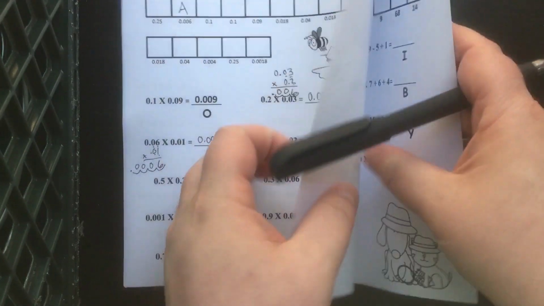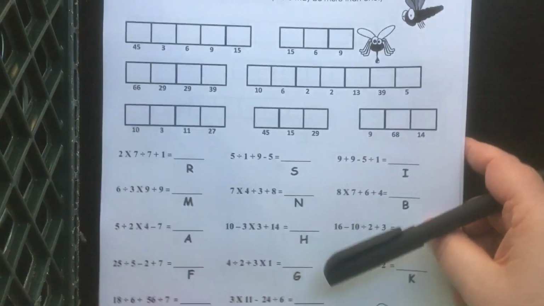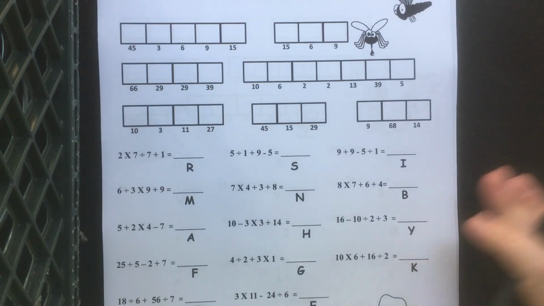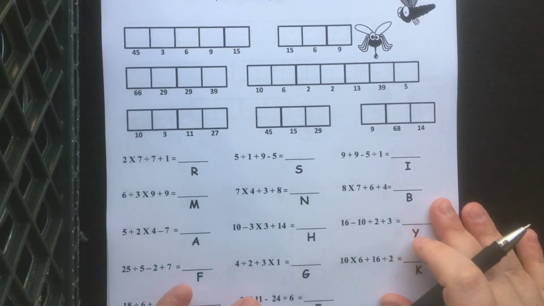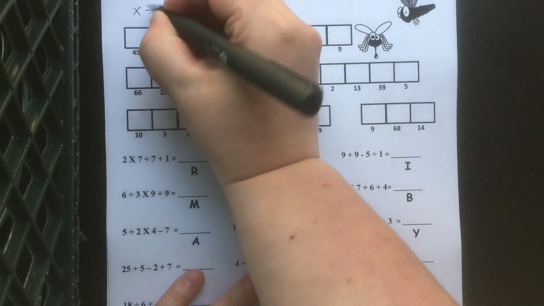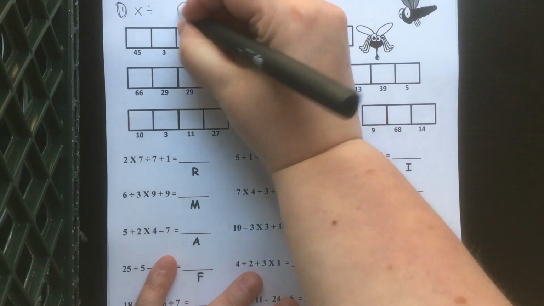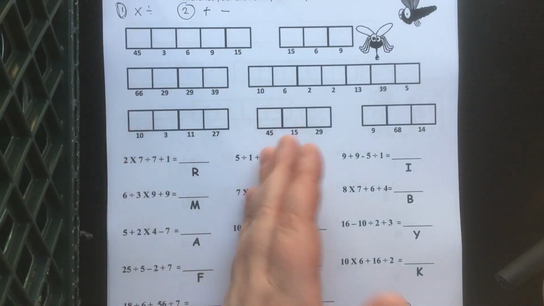Clue number 2, we are doing order of operations. There's no parentheses or exponents or anything. It's just multiplying, dividing, adding, and subtracting. So when we do these problems, we have to remember the order that we do our operations. We multiply and divide first, and then we add and subtract from left to right.